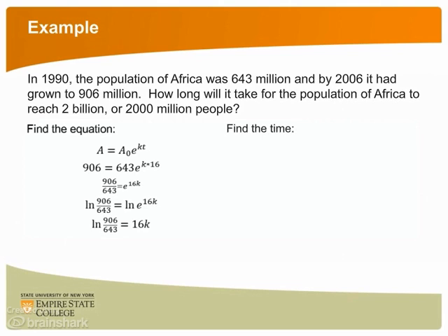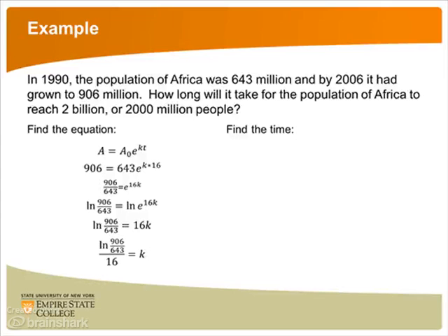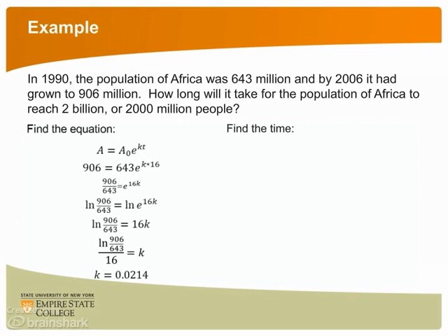Again, we leave the result as the exact amount. We have the natural log of 906 divided by 643 equal to 16k. Divide both sides by 16. Using available technology, we find that the constant k equals 0.0214 when rounded to 3 significant digits. We have our full model.